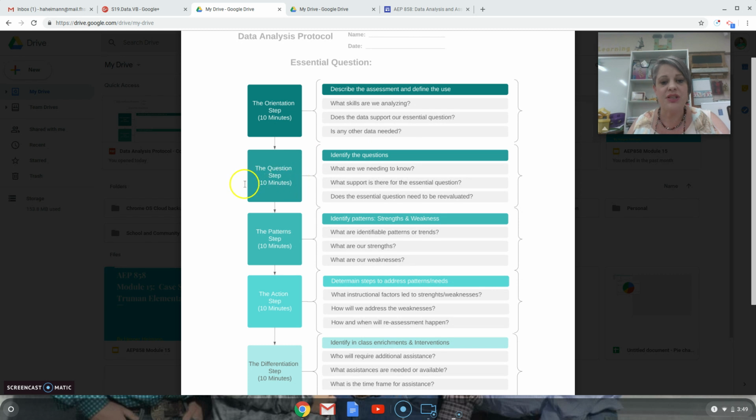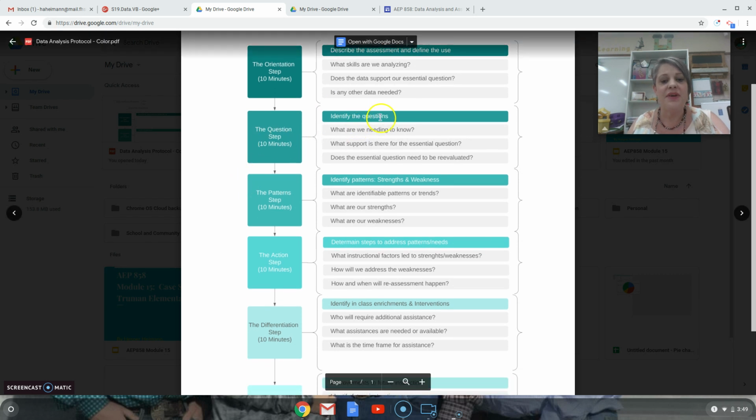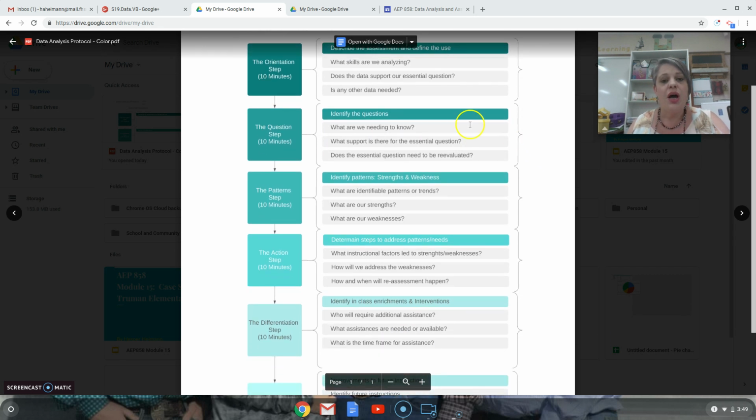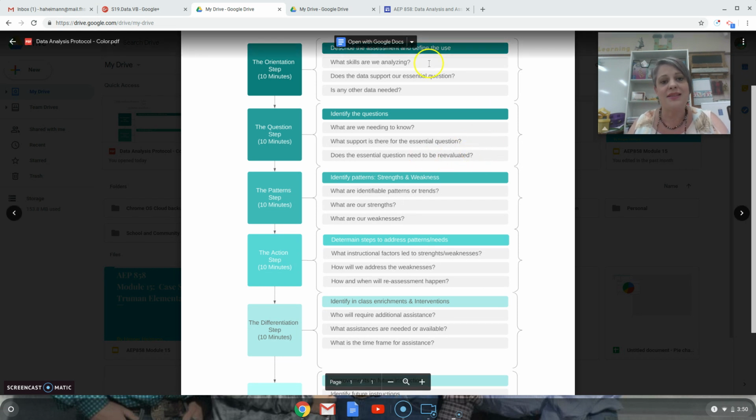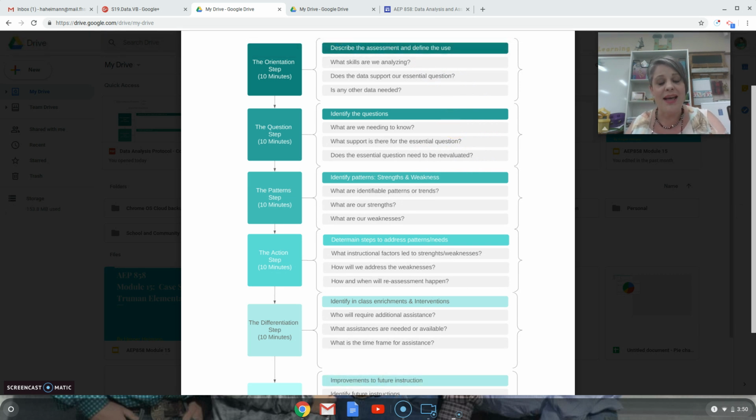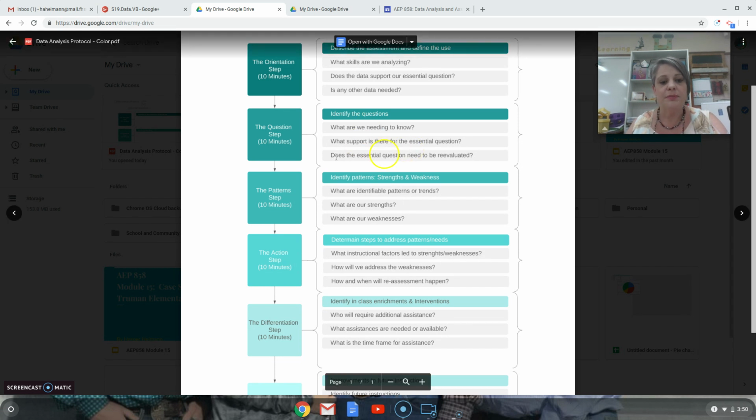Step 2 is the question step. So here we're going to identify the questions. This is kind of going to be the follow-up to the essential question, such as: what are we needing to know? What are the things that we need from this data to be able to answer our essential question? What support is there for the essential question in our data? Does the essential question need to be reevaluated? Sometimes when you start out with that essential question and you think this is the pathway I'm going, once you start digging a little bit deeper into that data, you might have to go back and tweak that a little bit. And so that's why I put that in there.